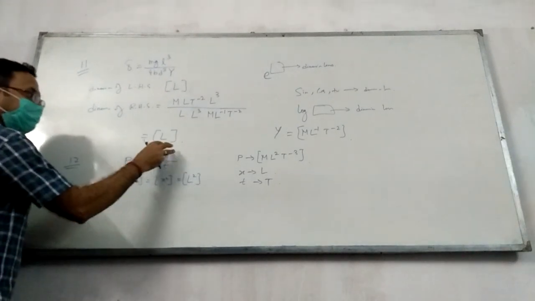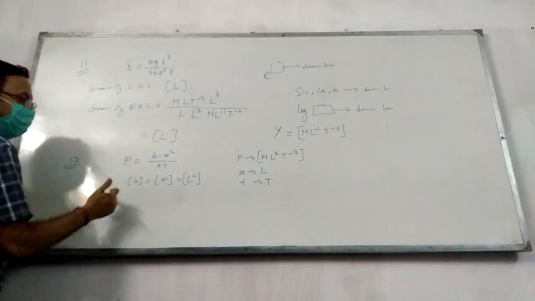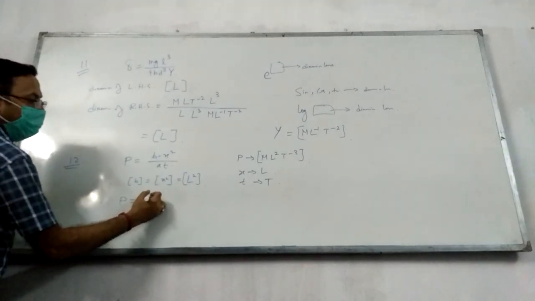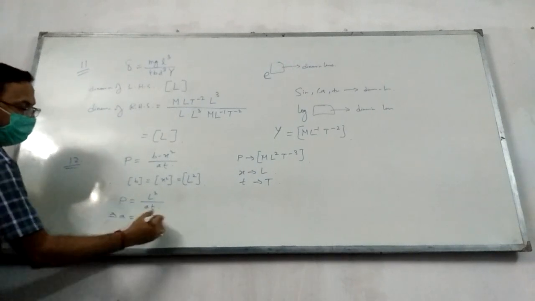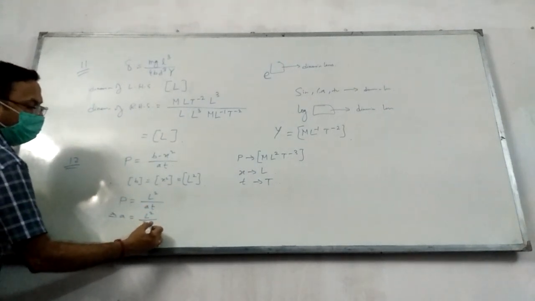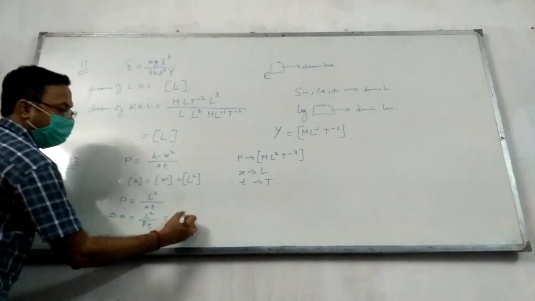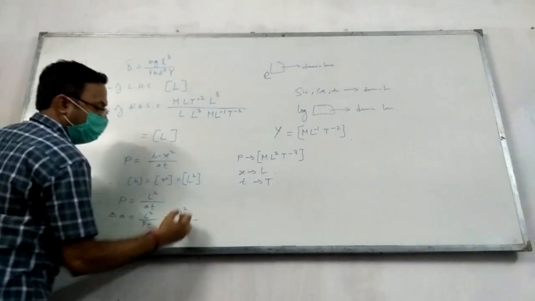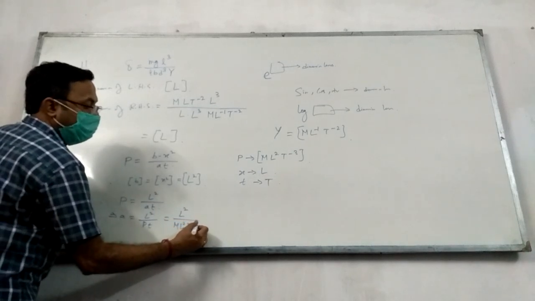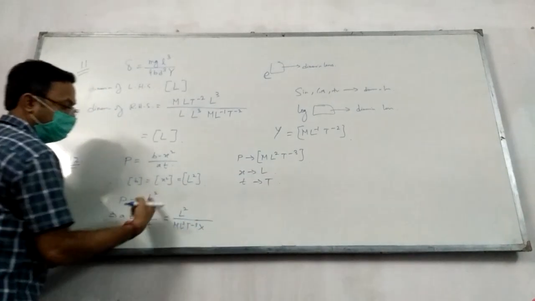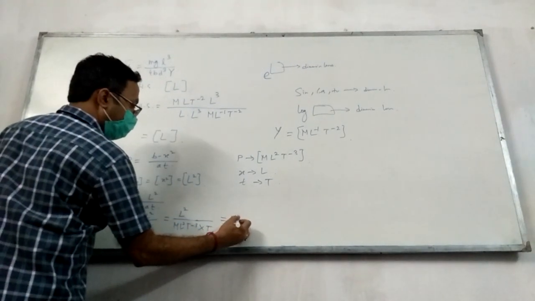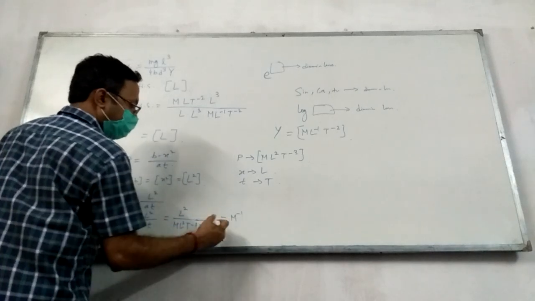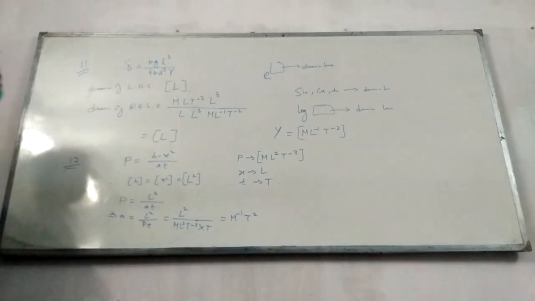Now use this L square as a whole and find the dimension of a. So b is equal to L square by pt. If you bring a on the left hand side and bring p down, it is L square by pt. So p is M L to the power minus 3, and then t is t. So this is M to the power minus 1, L square cancels, T to the power 2, equals 7.